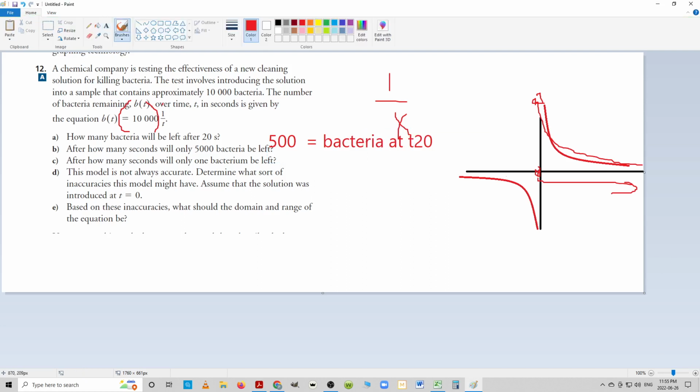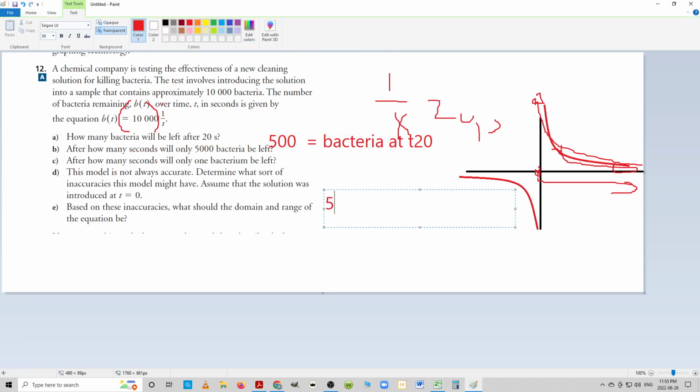Or 500 rather. Which means at the 10,000 point, it's going to decline quite a bit. But we will find the point 20, 500 on this graph. How many seconds? Well, only 5,000 bacteria left. Well, bacteria is on the y-axis. So you have to say 5,000 is equal to 10,000 times what? Value of t.